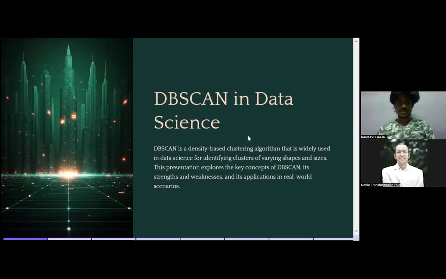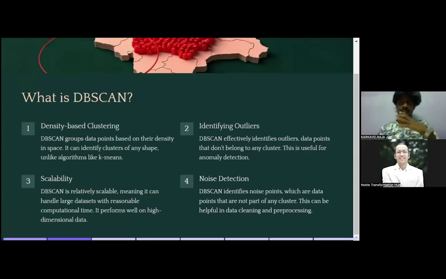Yeah, sure, sir. So, moving on, let's see what is DBSCAN. Okay, let us discuss what is DBSCAN. Density-based clustering. DBSCAN groups the data points based on their density in space. It identifies clusters of any shape, unlike algorithms like k-means. Yeah, this is what I have explained, right?